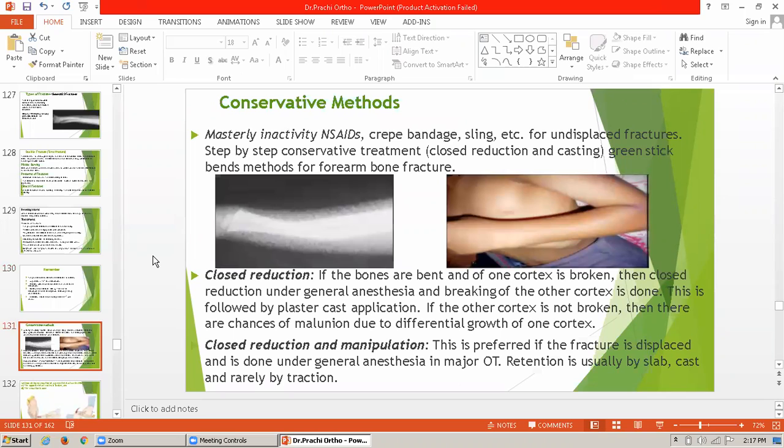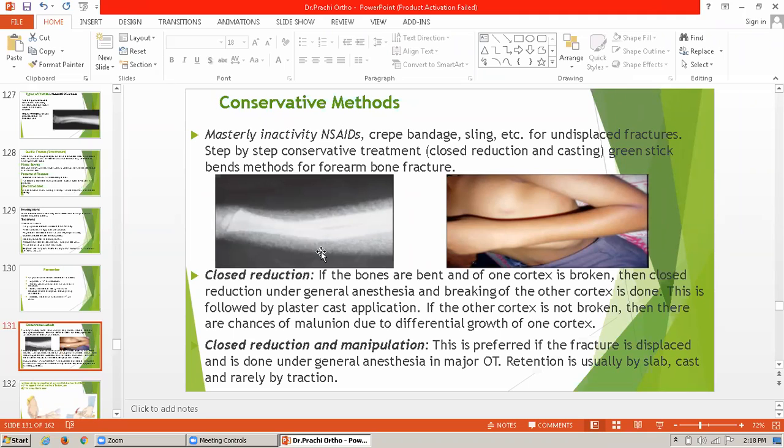Next is conservative treatment. Conservative methods include masterly inactivity, NSAIDs, crepe bandage, sling, etc. for undisplaced fractures, and step-by-step conservative treatment, that is closed reduction and casting, and the green stick bend method for forearm bone fracture.